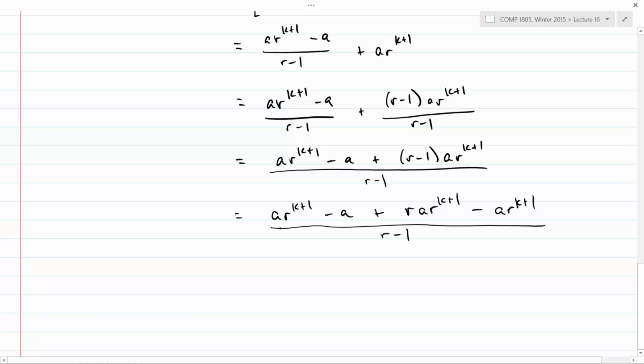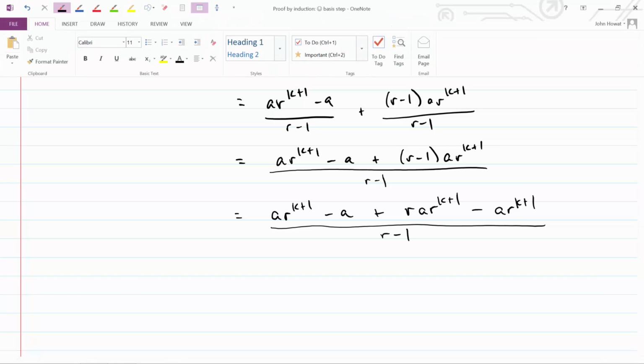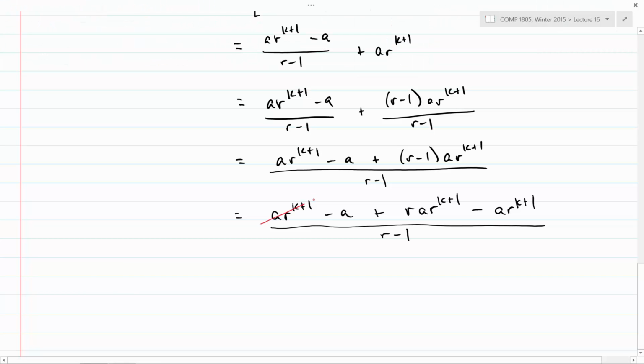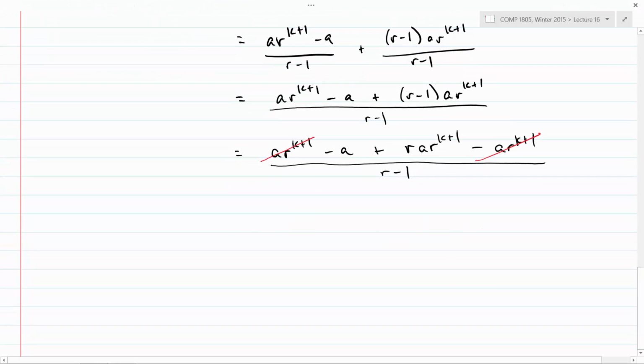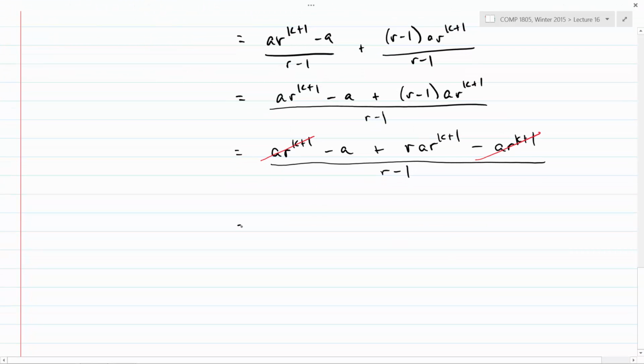Yeah, I have plus ar^(k+1) over here and minus ar^(k+1) here. So I can cancel those. And I can rearrange the other two terms to give me r times (a r^(k+1) minus a) over r minus 1. And now I'm very close to the answer. What's the last thing I have to do?